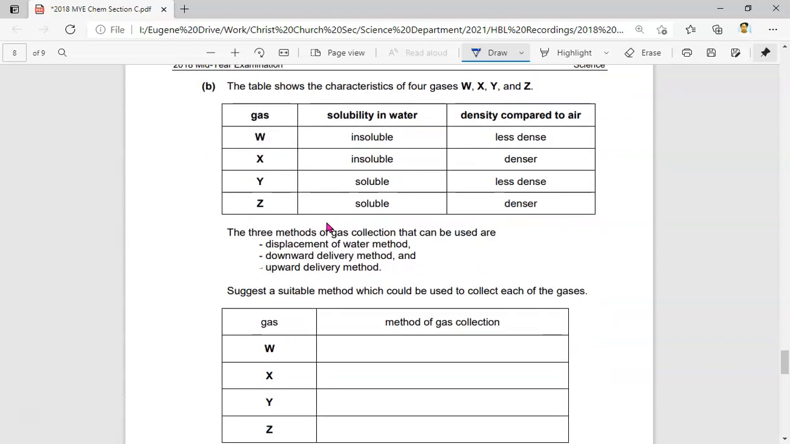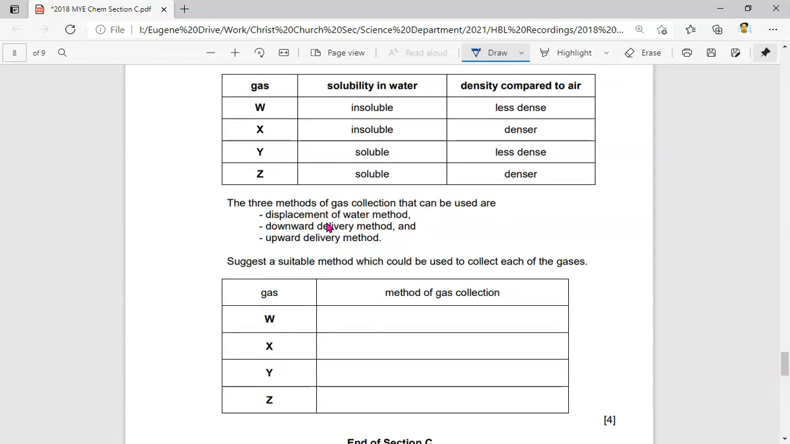Now let's go on to the last one, gas collection. Okay, so I have W, X, Y, Z. There are three methods of gas collection that can be used: displacement of water, downward and upward delivery. Suggest a suitable method. Once you see insoluble in water, this means that I can use the displacement of water method. So W and X, I'll use the displacement of water method. Because Y and Z are soluble, I cannot use displacement of water method.